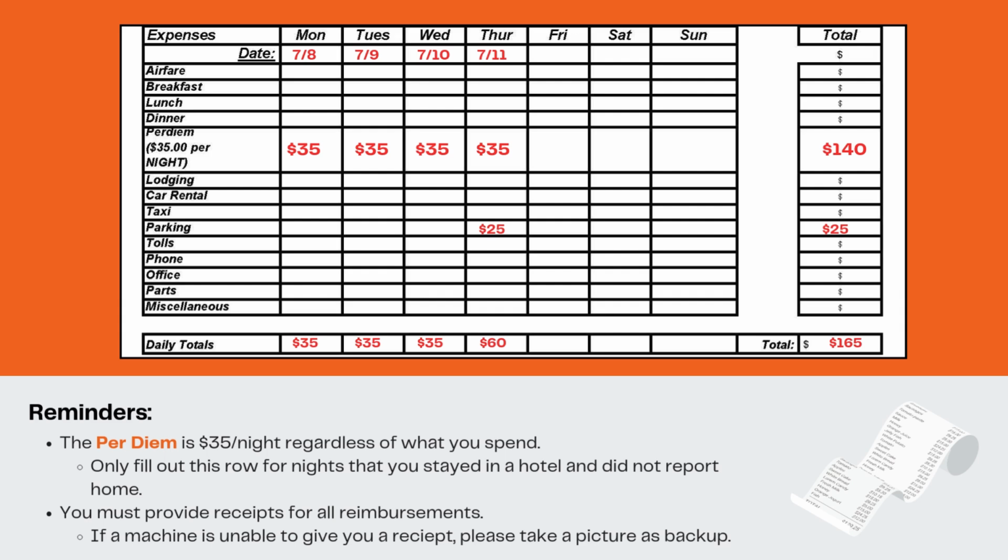Finally, John put the total amount for each day in the daily totals row, and he added the total of all expenses together and wrote $165 in the total box.